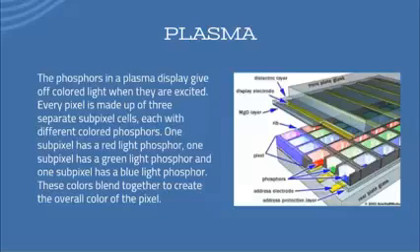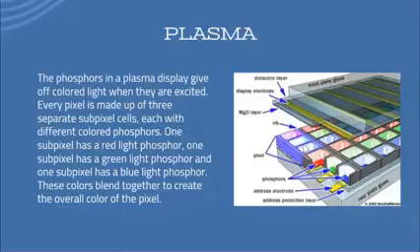The phosphors in a plasma display give off colored light when they are excited. So, what is this? Every pixel is made up of 3 separate subpixels. So, 1 pixel, 3 cells. Okay? Each with different colored phosphors. One subpixel has a red light, one subpixel has a green, and the last subpixel is a blue light phosphor. These colors blend together to create an overall color for the pixel.